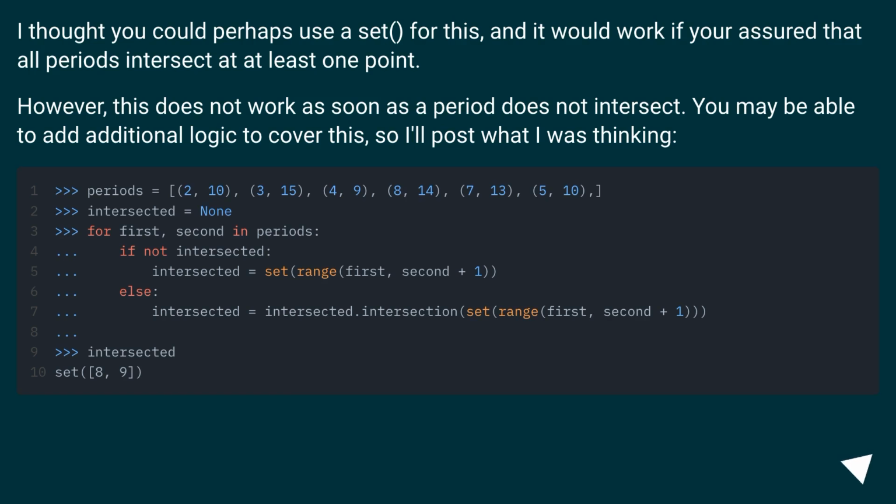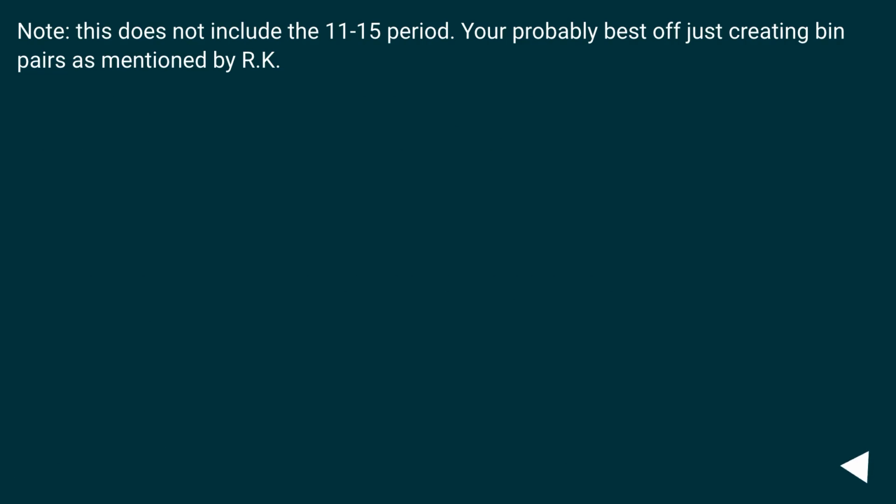I thought you could perhaps use a set for this, and it would work if you assured that all periods intersect at least one point. However, this does not work as soon as a period does not intersect. You may be able to add additional logic to cover this, so I'll post what I was thinking. Note, this does not include the 11 to 15 period. You're probably best off just creating bin pairs as mentioned by RK.